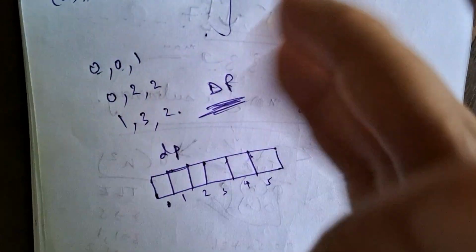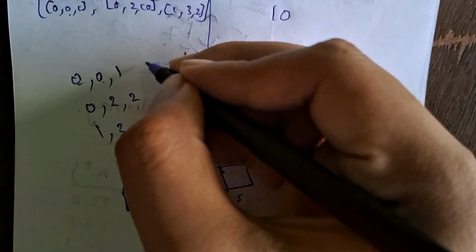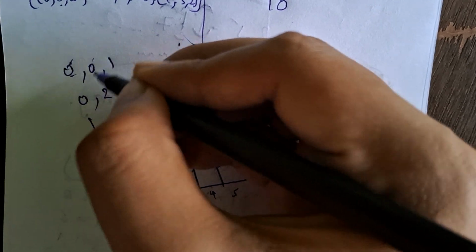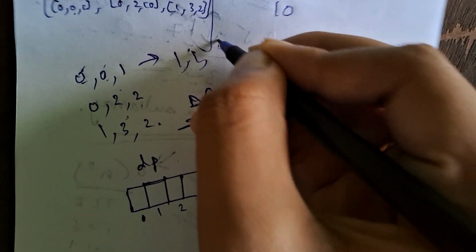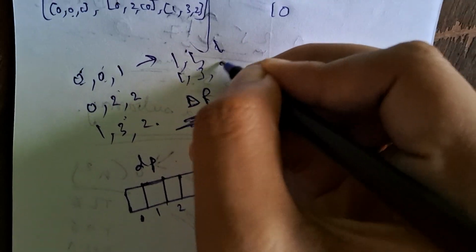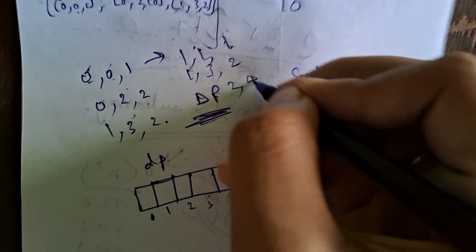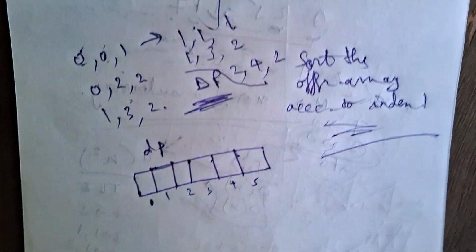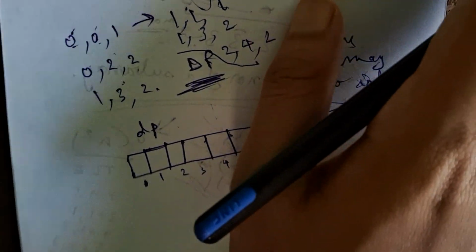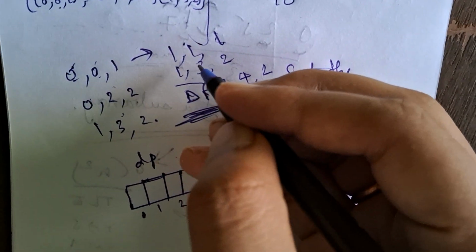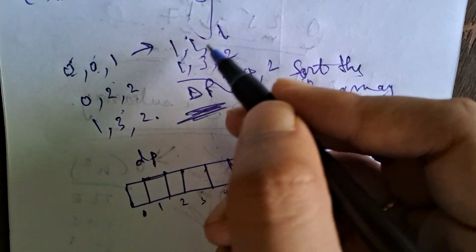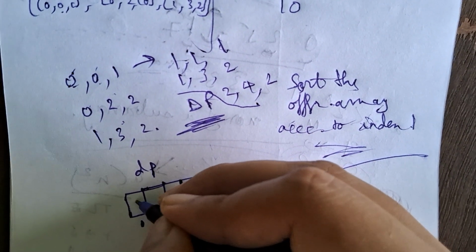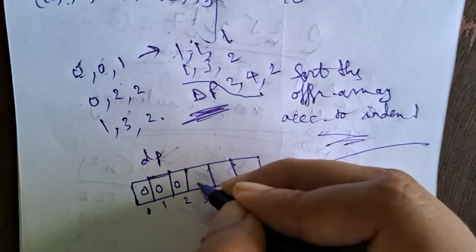But remember one thing, just to make the problem statement a little bit easier, we are going to add 1 to both of these values, for all of them. So let's rewrite it as 1, 1, 1; 1, 3, 2; and 2, 4, 2. Just to make this simpler. Now we can check 0, 0, so 1, 1. Everything in the DP is initially 0.